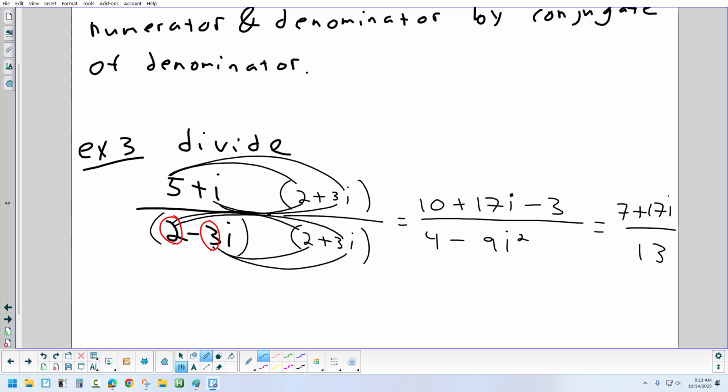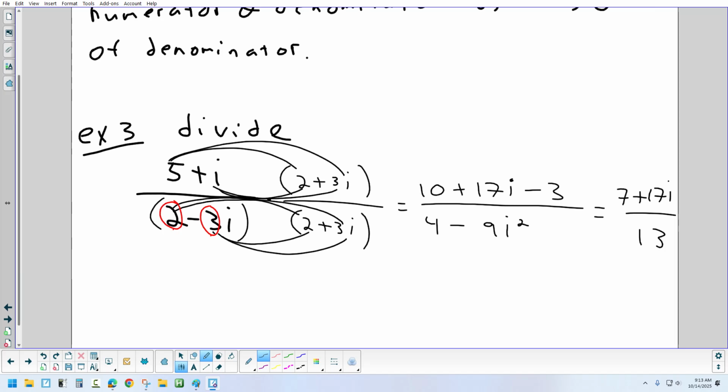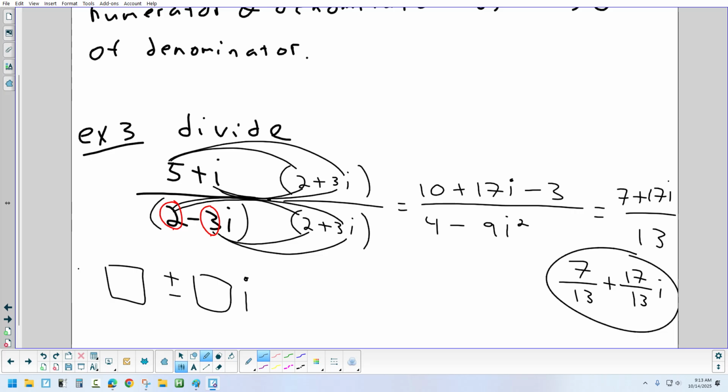We always want to make sure we write our answer in standard form. That's not standard form. Standard form has a real part separate from the imaginary part. So it's 7/13 plus 17/13 i. That's how you want to write your final answer. Just put each part in the numerator over the denominator separately.